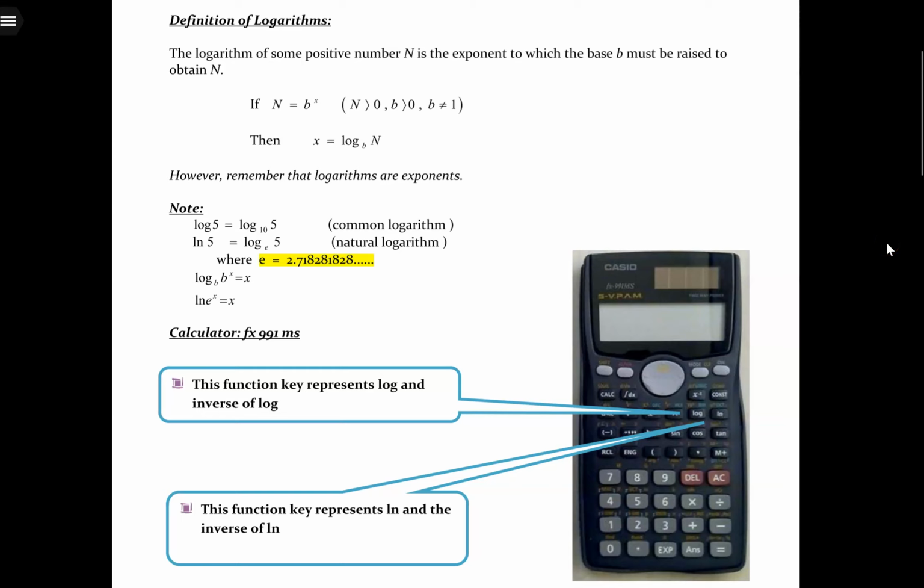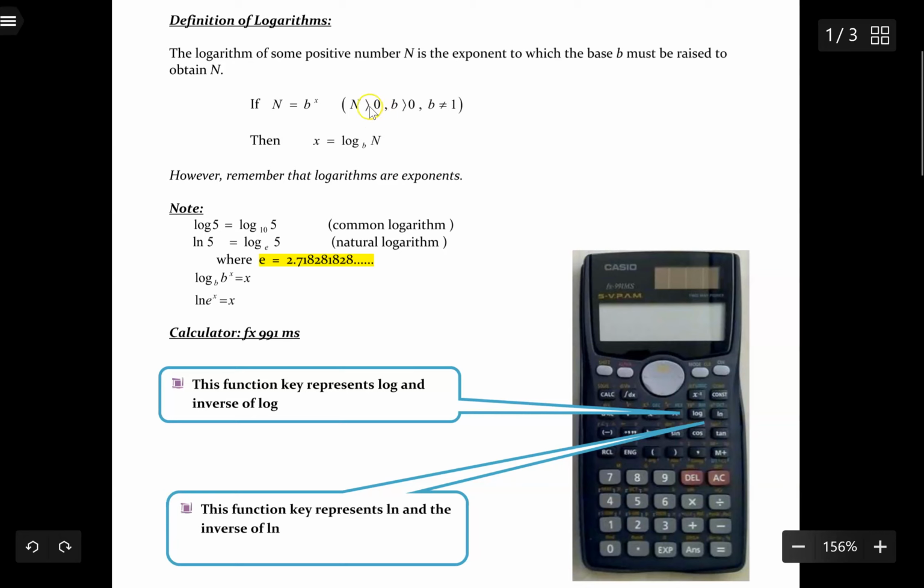Hello everyone. In this lesson, I would like to go over the basic definition of logarithms. The logarithm of some positive number n is the exponent to which the base b must be raised to obtain n. So if n is equal to the base b raised to the exponent of x, given n greater than 0, b also has to be greater than 0.